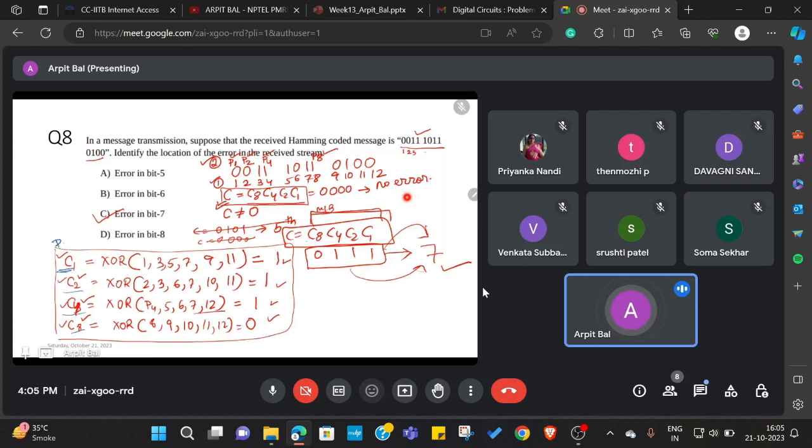To figure out C1, C2, C4 and C8, do the same thing you did for finding P1. For C1 you pick 1, you drop 1. For C2 you pick 2, you drop 2, and take the XOR of that. Whatever values you obtain, arrange them in this format: C8 first and C1 last. If the complete value is 0, it means there is no error in transmission.